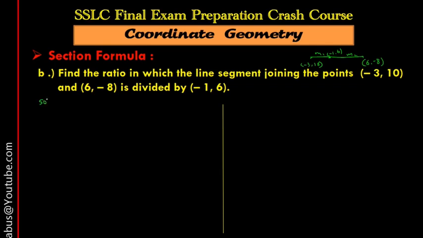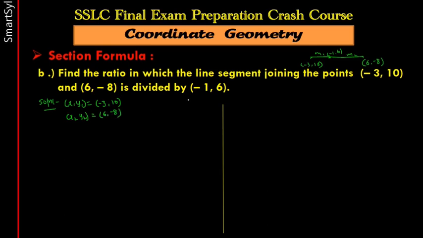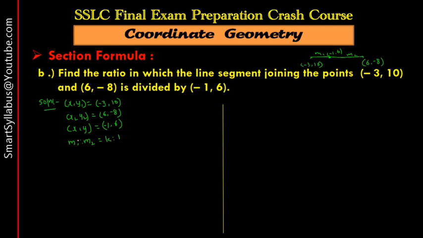The solution part. First compare the values. In the beginning x1 y1 is going to be the first coordinate, that's -3, 10. Next x2 y2 is going to be 6, -8. And the third one is x y, which you have to take as -1, 6. We have to calculate m1 is to m2. So students, take this one as k is to 1. In the sense, wherever m1, substitute k, wherever m2, substitute 1. Once you substitute this, immediately we can get the values of m1 and m2.